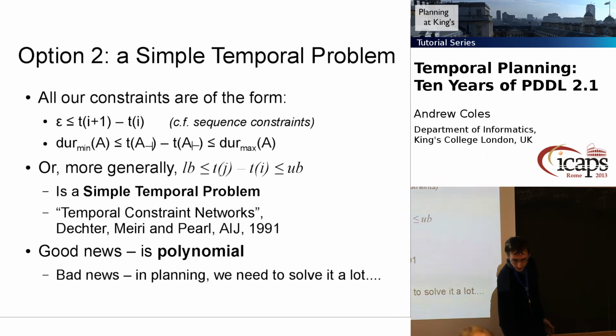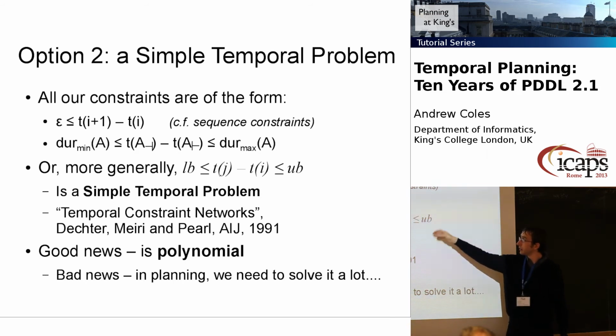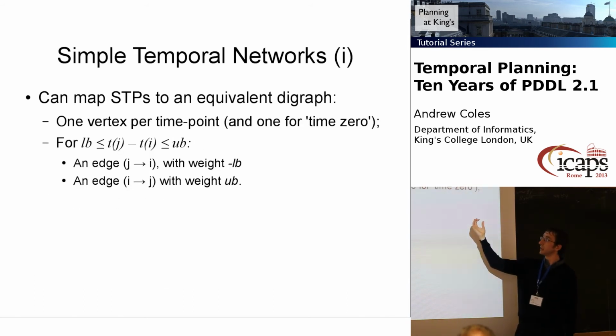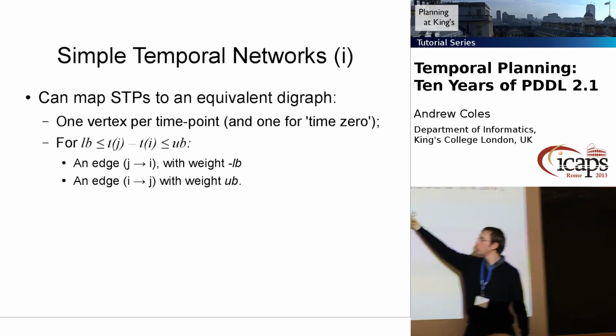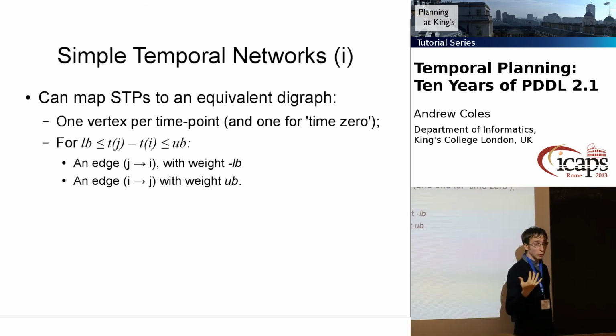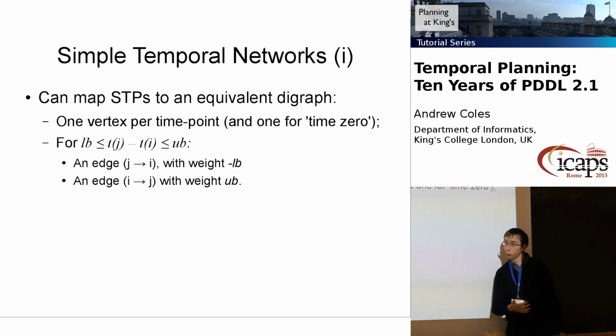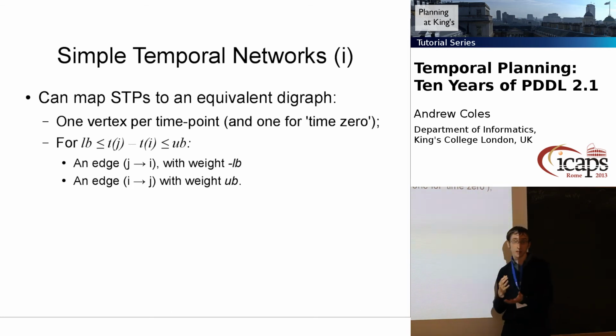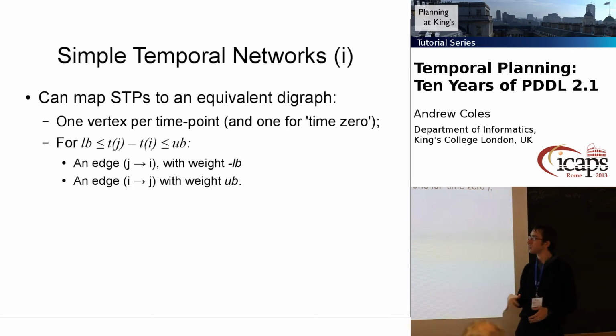So what does an STP look like? Well, it looks like that. How do we solve them? Well, there's a neat reduction from a simple temporal problem into a simple temporal network. Each STP, which has inequalities of this form, we can build an equivalent diagram. We have one vertex in the diagram for each time point. In our case, these are plan steps; in the general case, they don't have to be plan steps. We also have a time zero, so nothing can come before time zero. I haven't shown them so far, but they are there in the background.